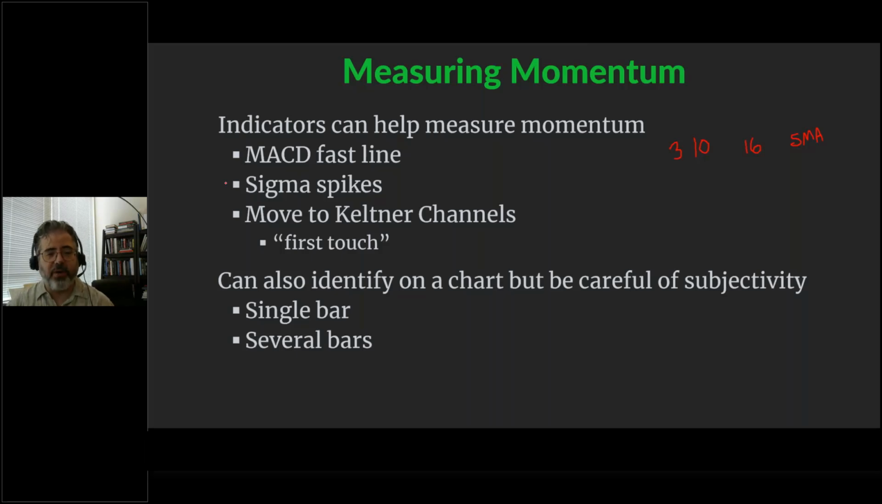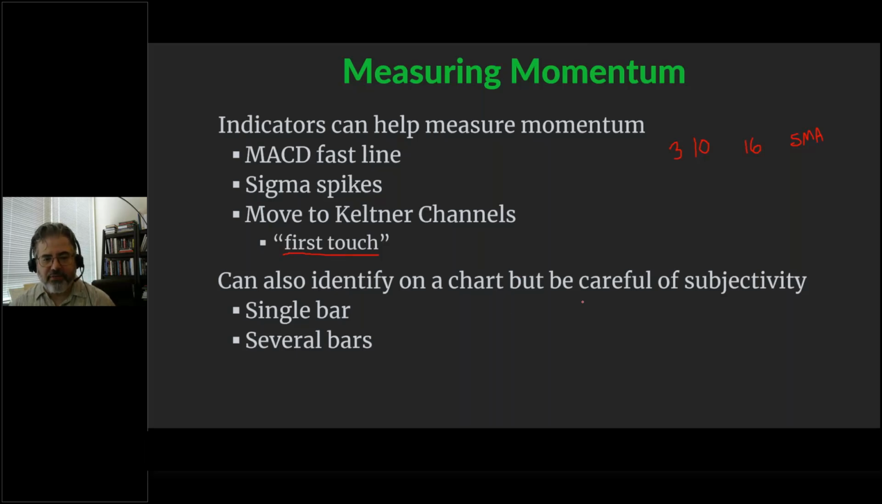Sigma spikes actually will probably get it done, put it in quotes, and you can see precisely how to calculate it. It's no secret. It's just basically a measure of big moves. One of the really effective ways is to look at a market making a move to the Keltner channels, particularly the first touch. And I'll show you what this means.